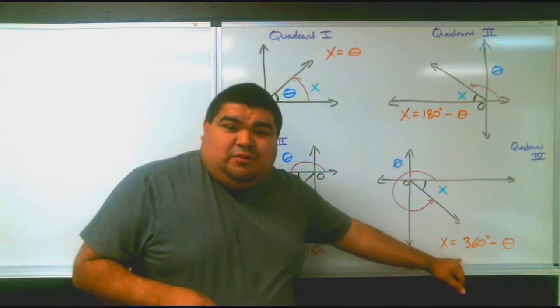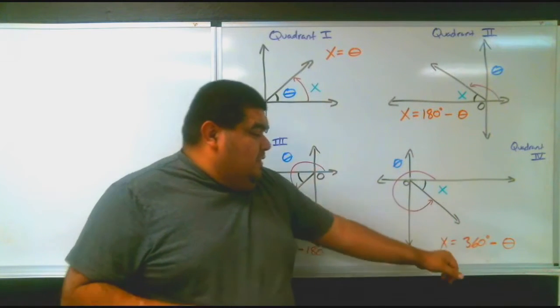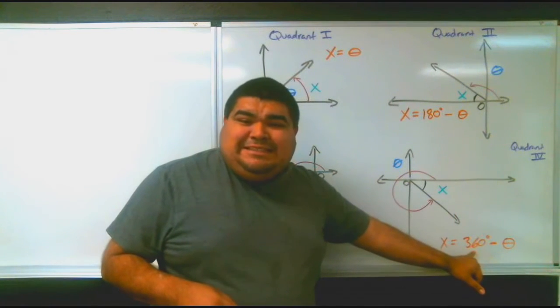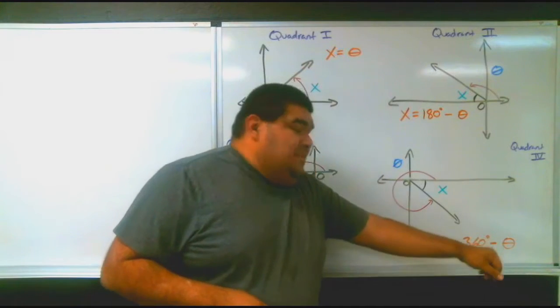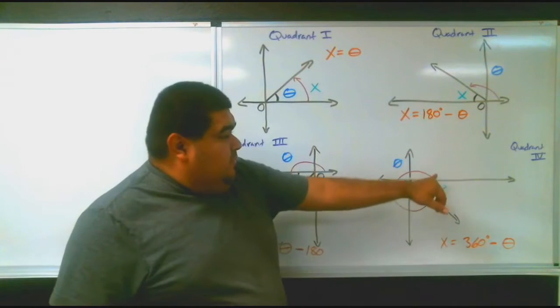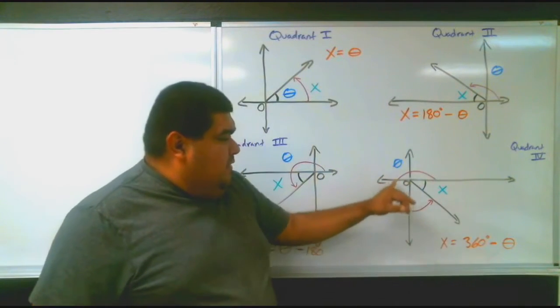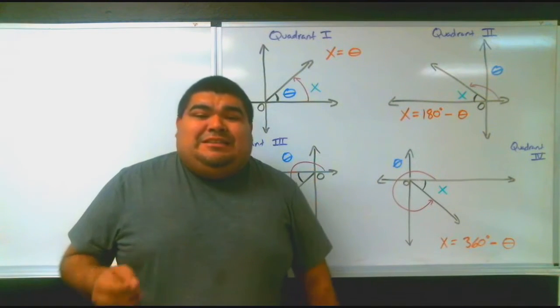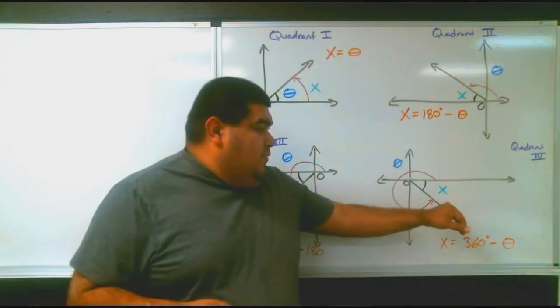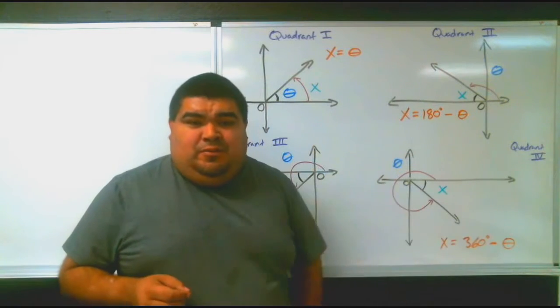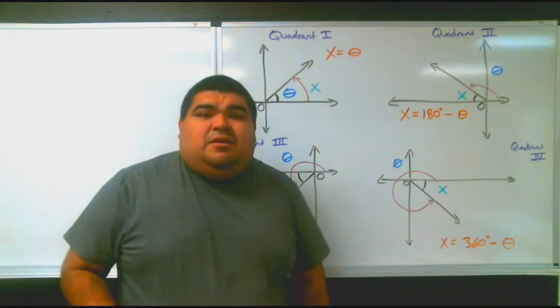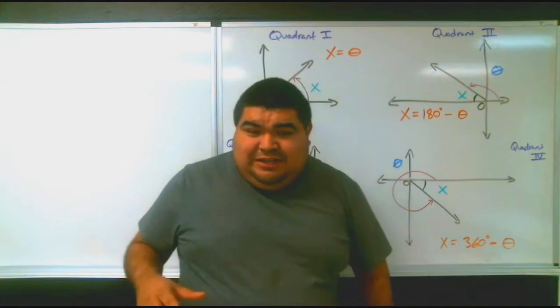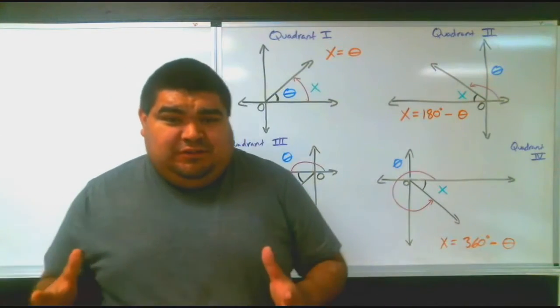X equals, so if we're trying to find x, it equals 360 minus theta. If theta is this part here, whatever that degree is, subtract it from 360, and that should give you the leftover angle. I'm going to do one of each so you guys can get a little more the hang of how it works.